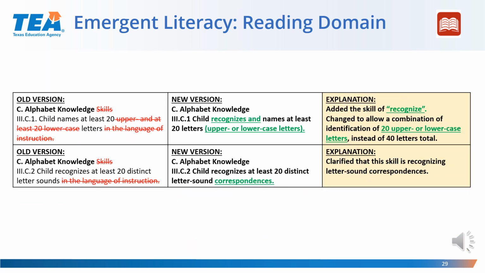Here are the revisions to the skill area of alphabet knowledge. 3C1 includes the addition of the ability to recognize letters, and it was also changed to allow a combination of identification of 20 upper or 20 lowercase letters instead of 20 upper and 20 lower, which would equal 40 letters total. 3C2 was clarified to show that this skill is recognizing letter-sound correspondences.